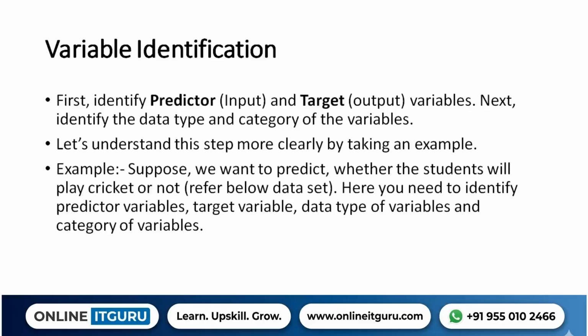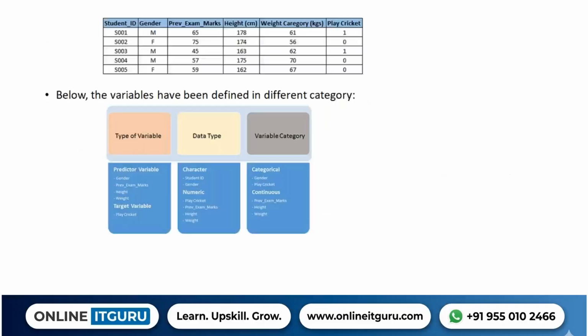If it is gender, only binary. What if there is a blood group? A positive, B positive, O positive, O negative, AB negative. So many classes. You can look at the example. This is a student example: whether a student will play cricket or not. That's a business problem. Look at the data: student ID, gender, previous exam marks, height, weight, whether he plays cricket or not.